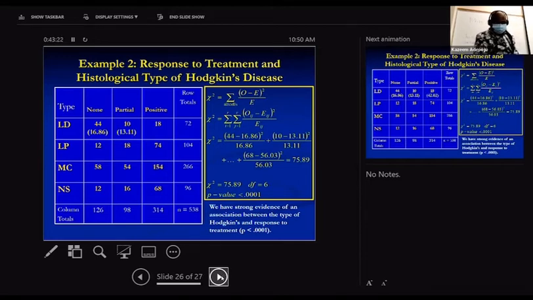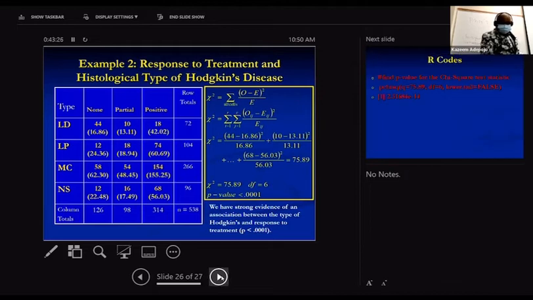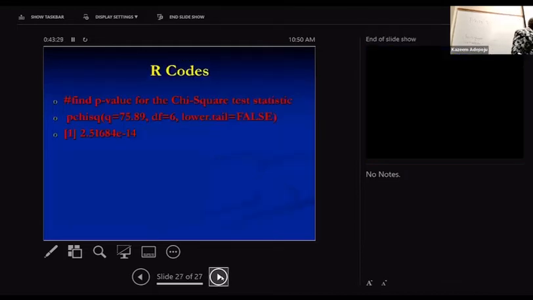You may also want to carry out a research where you see whether the response to treatment depends on gender. You may also want to see whether females respond more to treatment than males, or males respond more to treatment than females. There's a lot of research that we can conduct.